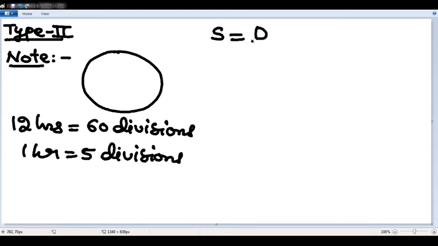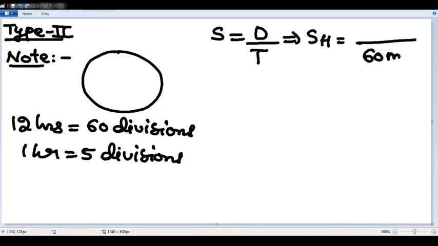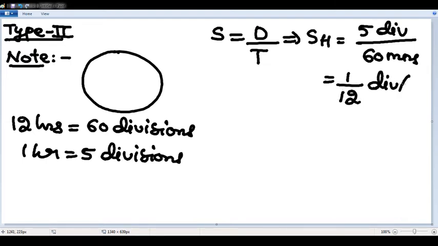Speed is nothing but distance by time. Speed of our hand: 1 hour is nothing but 60 minutes, and 1 hour is nothing but 5 divisions. So speed of our hand is 1 by 12 division per minute.